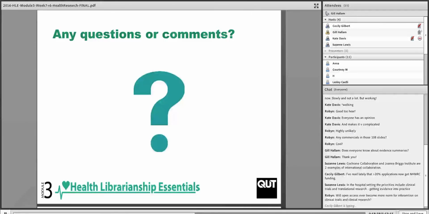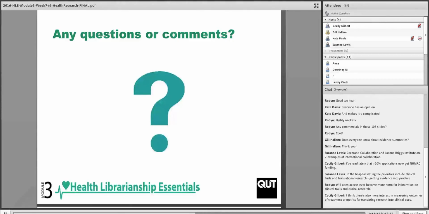Great. Okay, thank you. That translates some of that more abstract information into how it distills in an actual hospital environment, which is really important. Robin has asked, will open access ever become more the norm for information on clinical trials and clinical research?